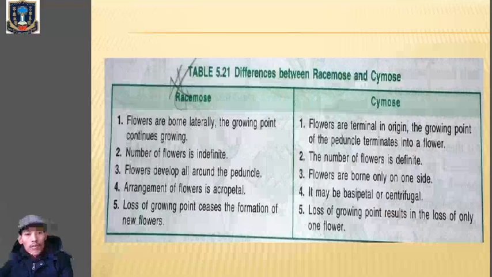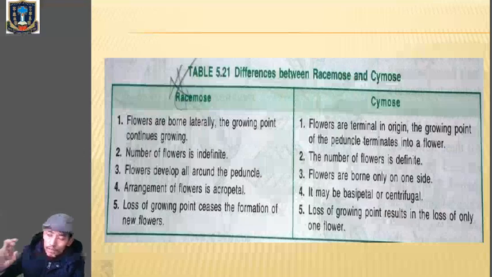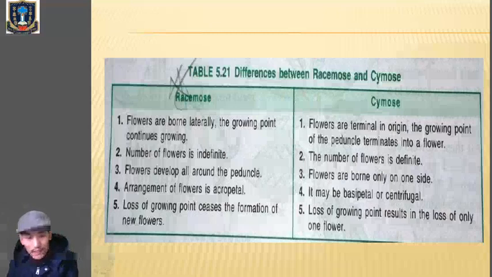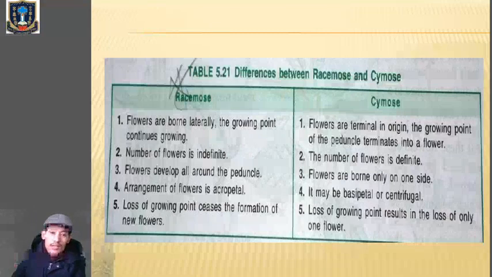Look over here, flowers are borne laterally and the growing point continues to grow. Here the flowers are of terminal origin, the growing point of the pedicel terminates into a flower. So in racemose, the main stalk or pedicel grows continuously and the flowers are present on the lateral sides. But in cymose inflorescence, the main stalk changes into a flower. In racemose, the number of flowers is indefinite, but in cymose the number of flowers is definite. In racemose, flowers develop all around the pedicel, but in cymose, flowers are present only on one side.